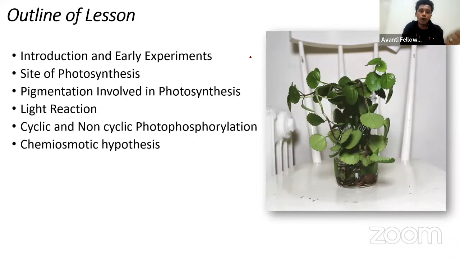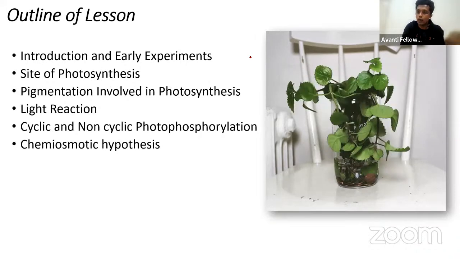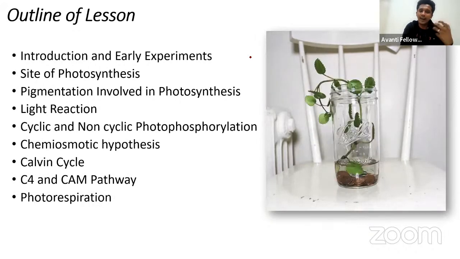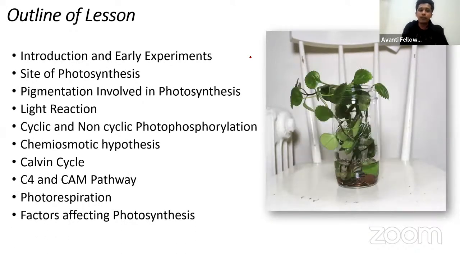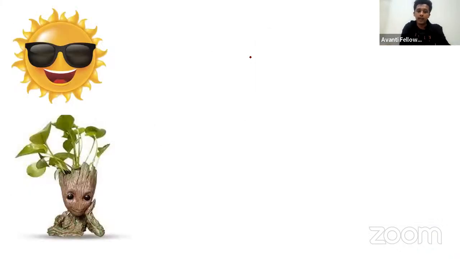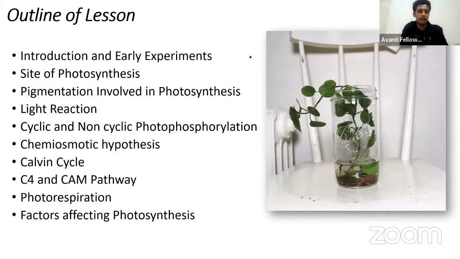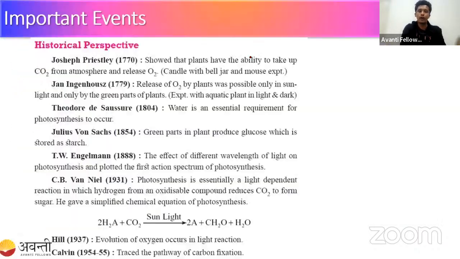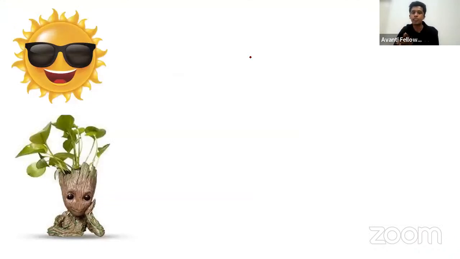And then we go for the chemiosmotic hypothesis. And then finally end with the Calvin cycle, C4 and CAM pathways, and photorespiration. Basically we will end our session with cyclic and non-cyclic photophosphorylation. But the entire chapter includes all these aspects, including the factors affecting photosynthesis. Okay, so let us go for understanding what is photosynthesis. Since our younger classes, we've been listening to this, that plants are autotrophs, so they synthesize their own food, okay, by using sunlight.